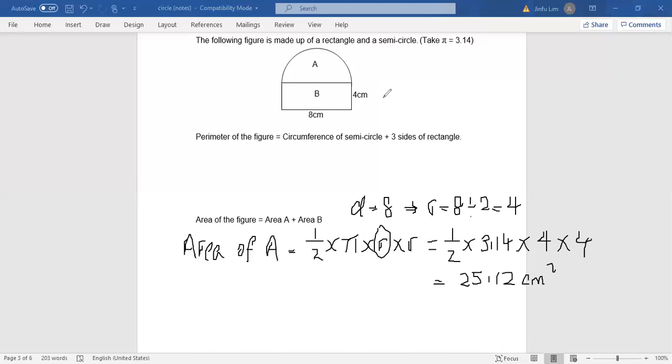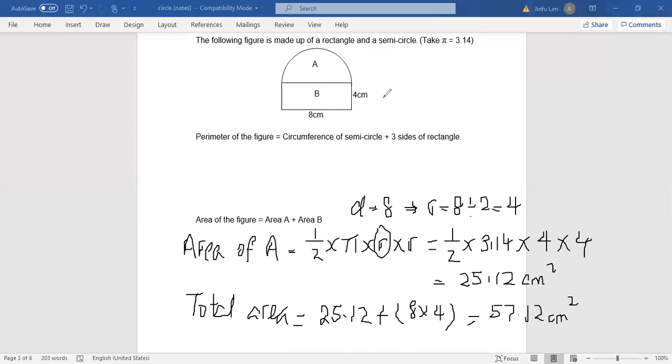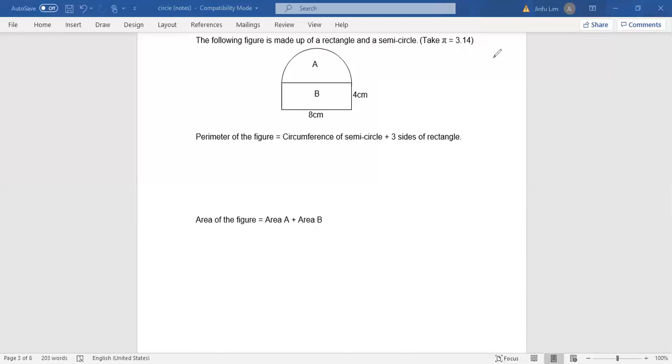So to find the total area, the total area will be the area of A, which is 25.12, plus the area of B, which is simply the area of a rectangle, 8 times 4. So you get 57.12 cm square. This one is the total area of the figure. Okay, we'll move on to another example.